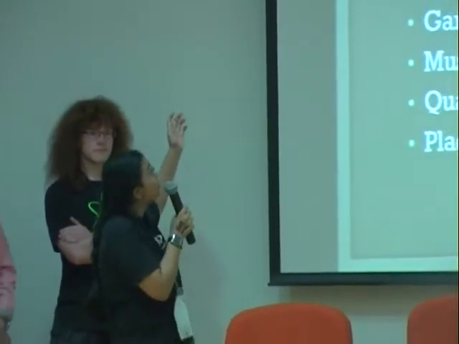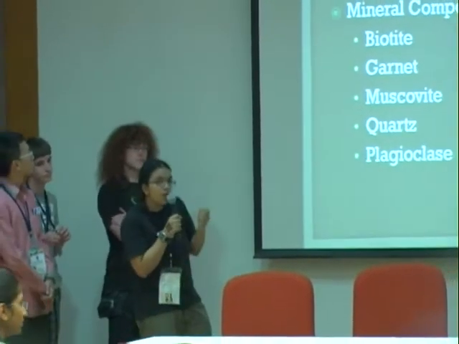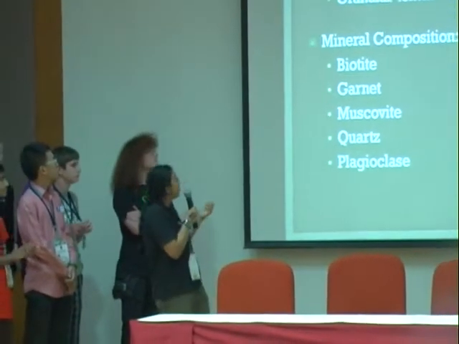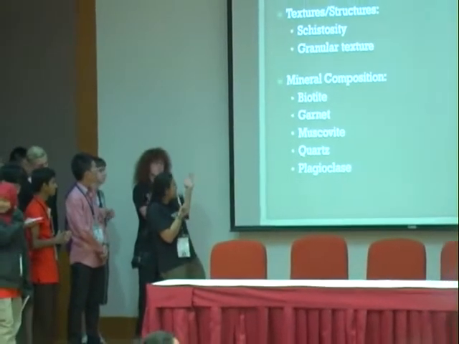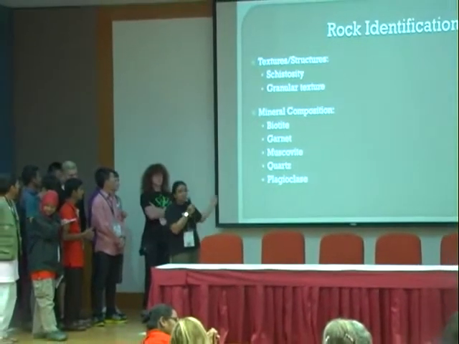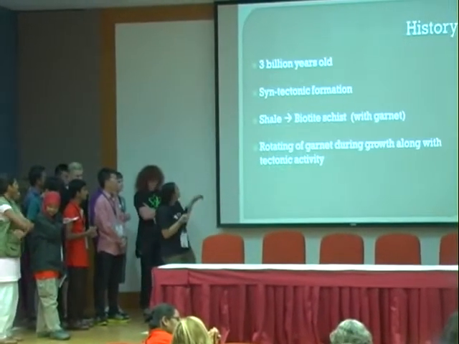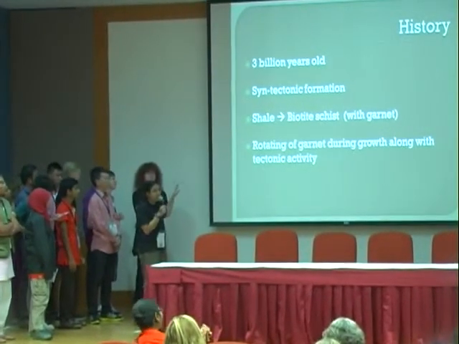During rock identification, we found out that the texture shown was schistose, and we also saw some granular texture. The mineral composition is basically biotite, a type of mica, garnet, muscovite, another type of mica, quartz, and plagioclase. The history of this rock dates back to 3 billion years.